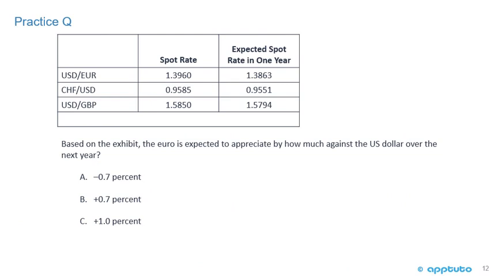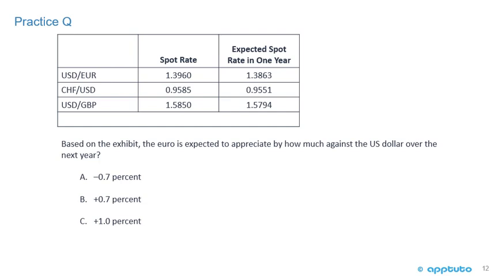Okay, one last practice question to end on, and this actually kind of relates to another LOS that we did with regards to the appreciation or depreciation of a currency. So it's giving us similar spot rates, US dollar to euro, 1.3960, but an expected spot rate in 1 year, 1.3863. The Swiss franc to US dollar, 0.9585, an expected spot rate in 1 year, 0.9551. And finally, US dollar to Great Britain pound, 1.585. So the same data we've seen in a previous question, but an expected spot rate of 1.5794.